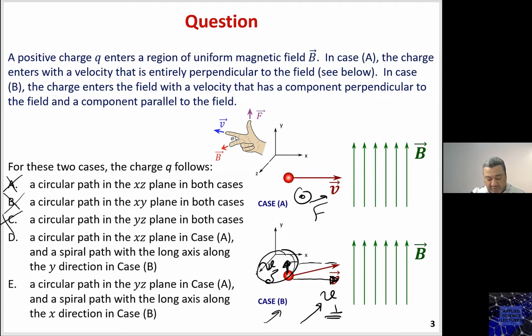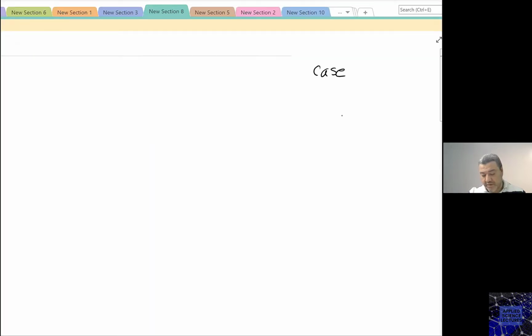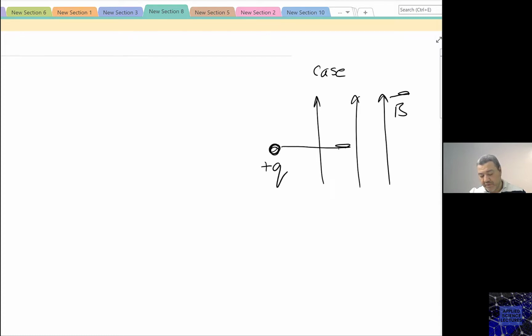Let's look at D, a circular path in the XZ plane in case A, and the spiral path with the long axis along the Y direction in case B, which is the correct one. Why? Because here the motion is going to be, so let me, case A, I have the magnetic field pointing upward, and I have the positive charge coming with a velocity that is perpendicular. And we said that the magnetic force is pointing out of the page, so like this.